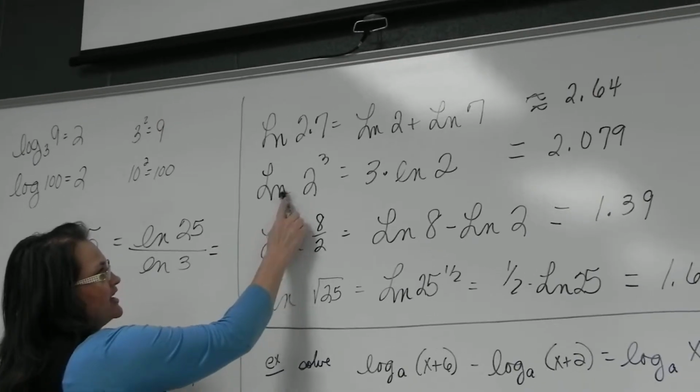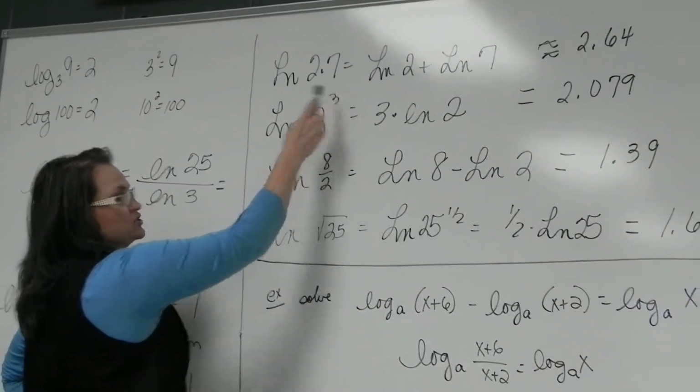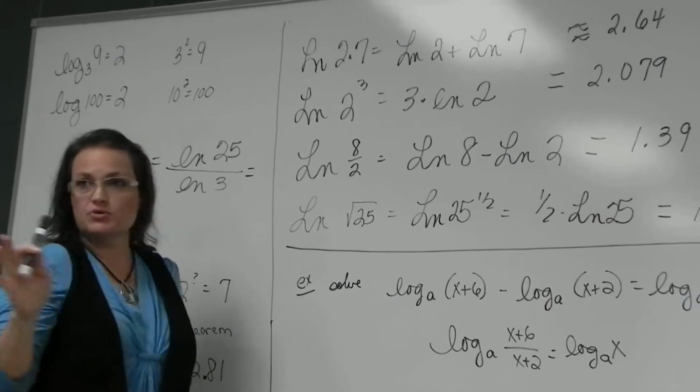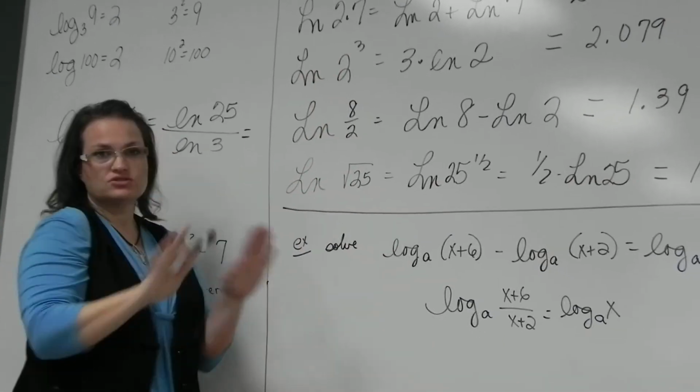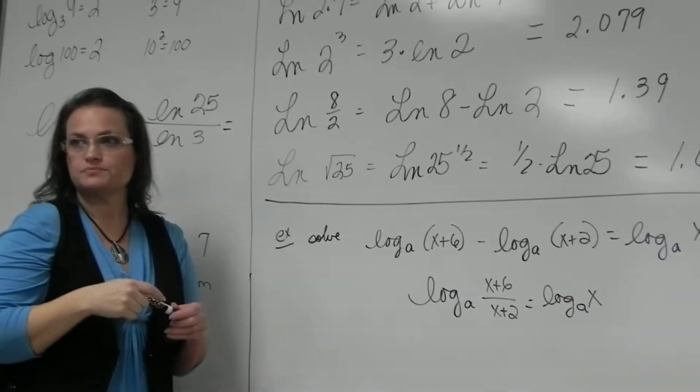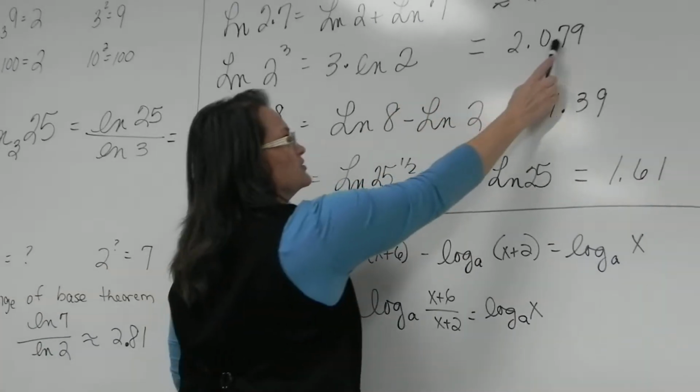Another example, the ln of a number that's raised to a power. Now you could just directly put on your calculator, I want you to do this, the ln of 8. 2 to the third is 8, so you could directly work that problem. And it should be 2.079.